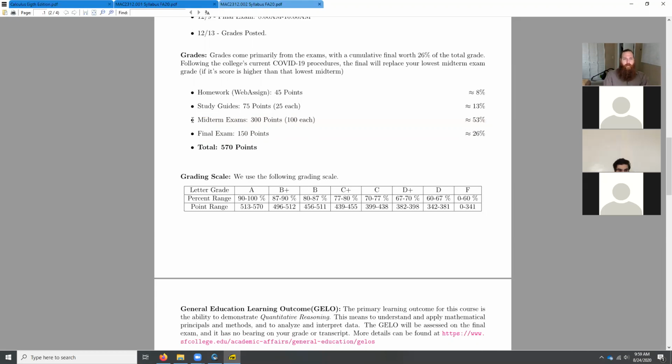In the event that you absolutely bomb a midterm or something happens and you are unable to take the test and unable to make it up, the final will replace your lowest midterm if the score on the final is higher.